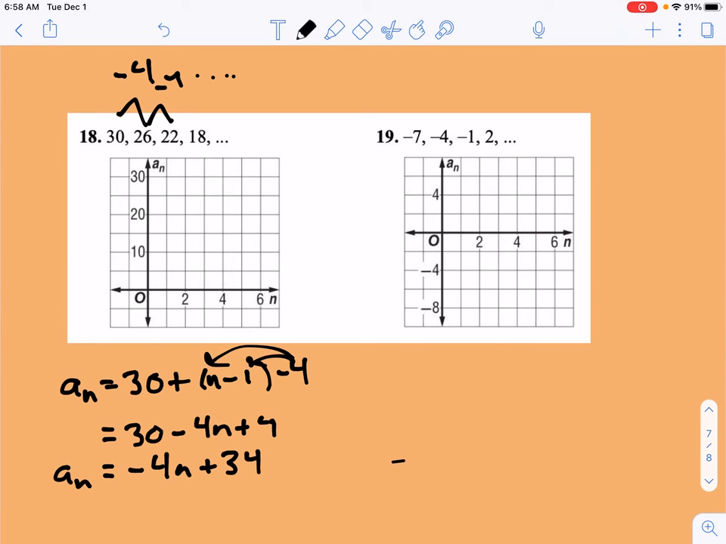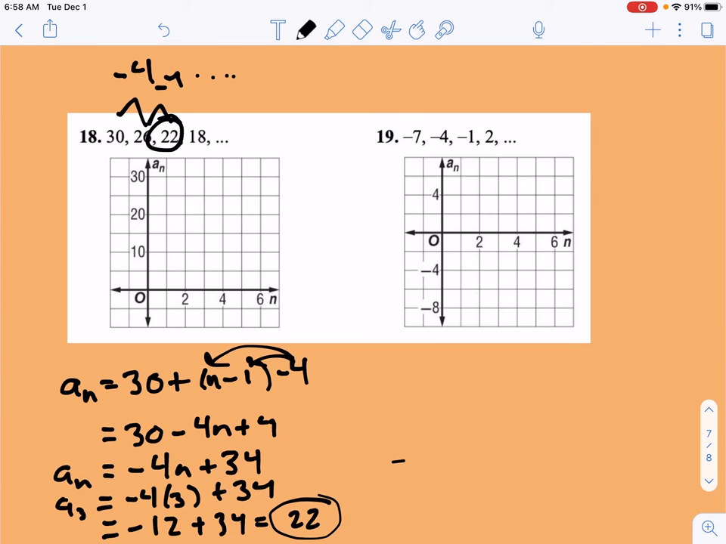So let's try this and see if it works. So let's put in my third term, all right? Let's test my third term. I don't have a thing for the third term, but just was there, all right? So -4 times 3, and that will help me find my third term. So that gives you -12 plus 34, which gives you 22, which is indeed what we got.